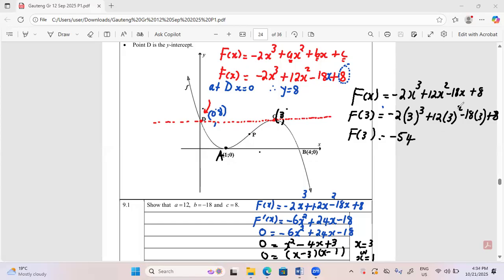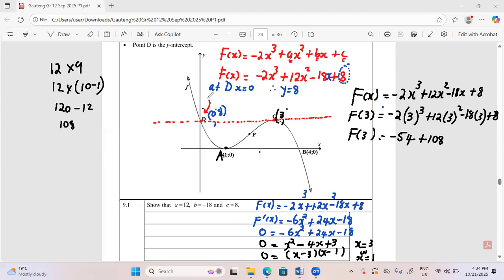3 squared is 9. 9 times 12. Ooh, how much is 9 times 12? 12 times 9. 12 times 10 minus 1. 120 minus 12, which is 108. Plus 108.